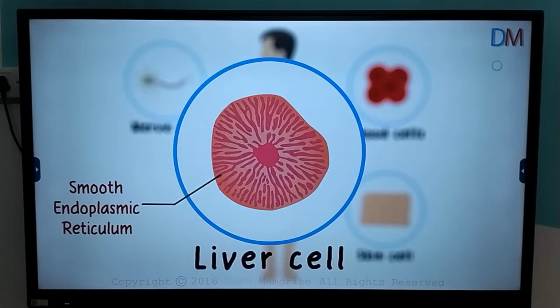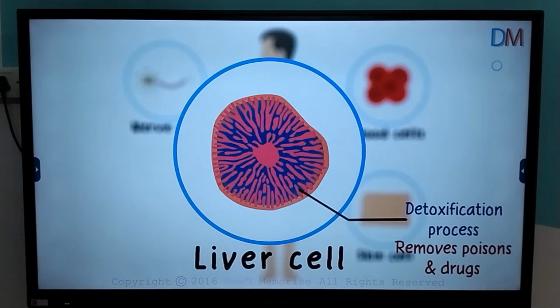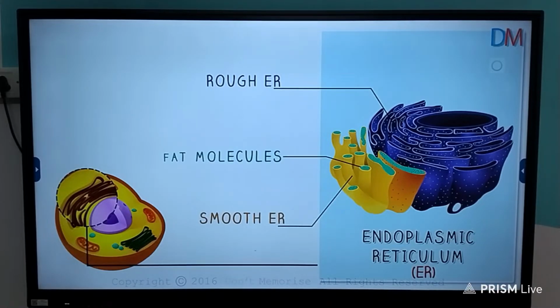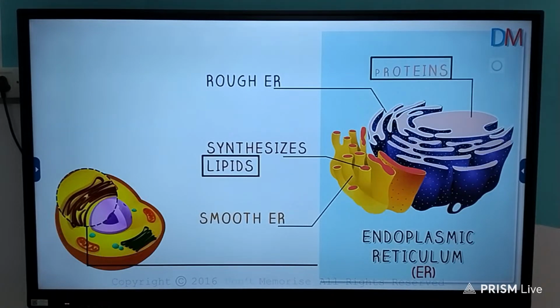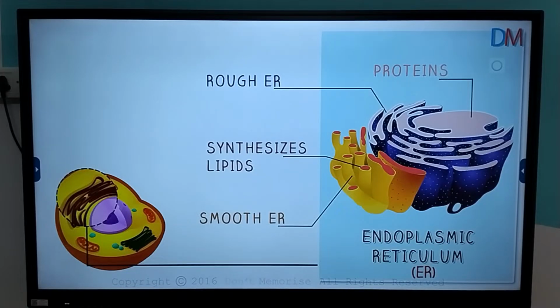Do you know what the smooth endoplasmic reticulum does here? It helps in the detoxification process by removing the poisons and drugs present in the cells. Okay, so quickly, what all does the smooth endoplasmic reticulum do? Let us review its functions once again. The smooth endoplasmic reticulum helps in the manufacture of fat molecules. Secondly, it synthesizes lipids, and some of these molecules help in the building up of the cell membrane. The proteins and lipids also function as enzymes and hormones. And in some cells, they act as detoxifying agents of the cell.